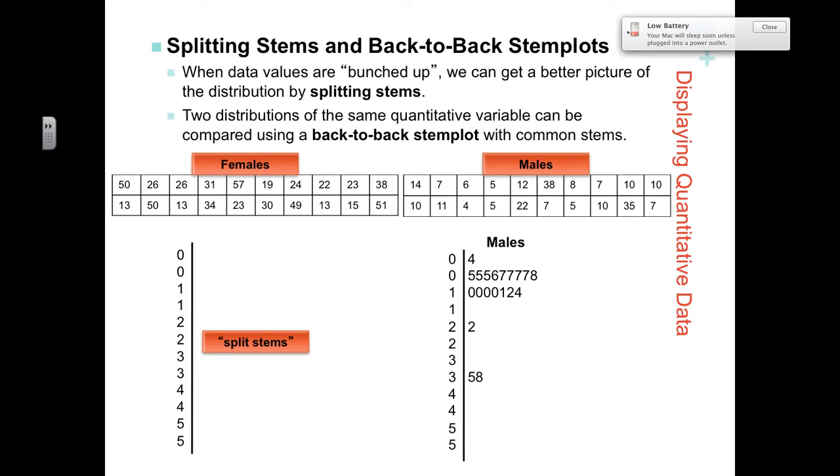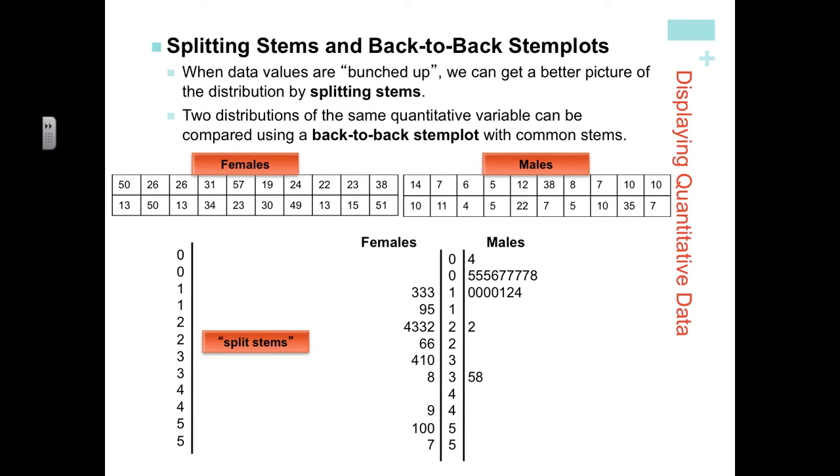The next thing that we could do is put 2 distributions together. You can have a back-to-back stem plot as well. A back-to-back stem plot would have your stems in the middle with your leaves on both sides. So now if I wanted to compare females to males, I'd have to also split my females, which I didn't have to before. But if I'm going to do the back-to-back, I'd have to split them as well because it makes more sense to split the males. So filling in those would look like this.